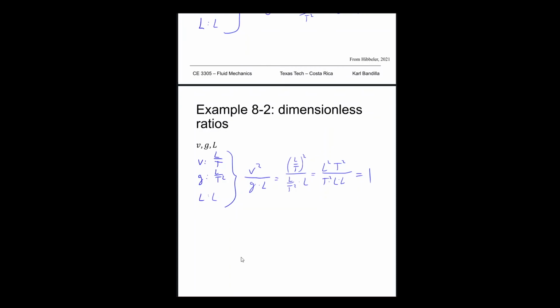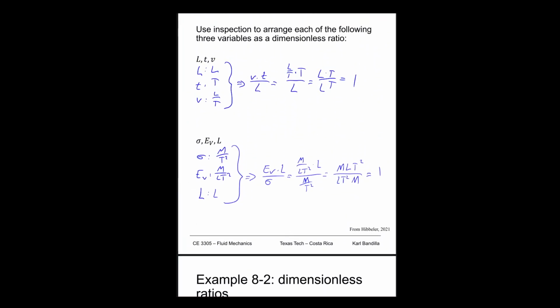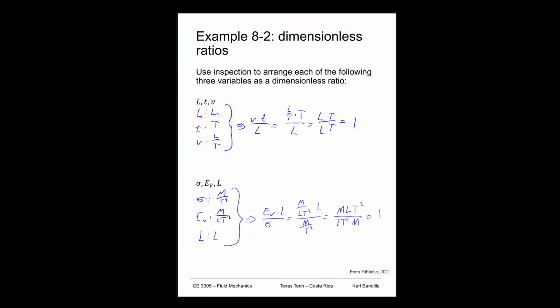All right, this was a quick practice on how to take a set of variables and make sure that the ratio of them becomes dimensionless, because that's of course something that we need to do when we talk about the Buckingham pi theorem and in general dimensional analysis.